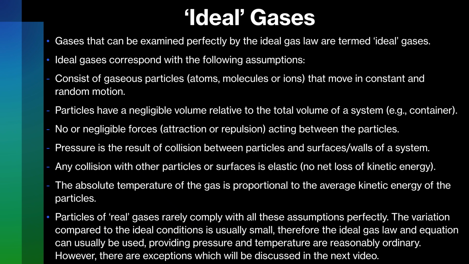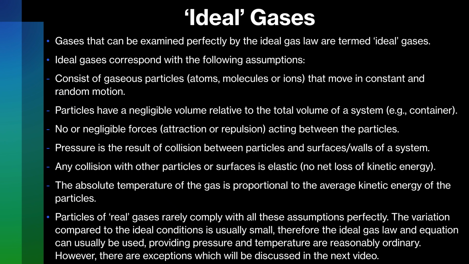The final assumption refers to the idea that the absolute temperature of the gas is proportional to the average kinetic energy of the particles. So if you have an increase in the absolute temperature of a gas, absolute temperature being the temperature scale in which we measure in Kelvin rather than Celsius, that's a key component that we must remember as well. We're talking about absolute temperature when we're talking about the ideal gas equation, ideal gas law. When there is an increase in absolute temperature of the gas, there is a proportional increase also in the average kinetic energy of the particles.